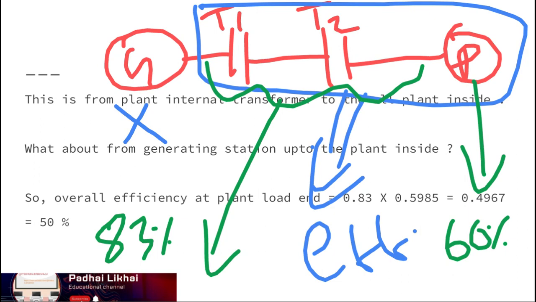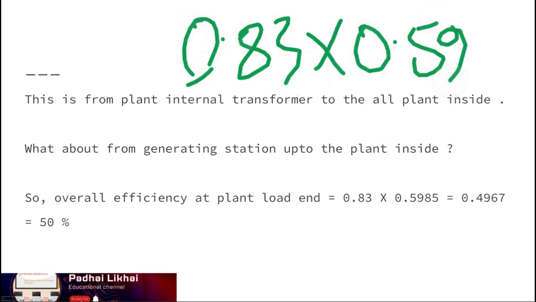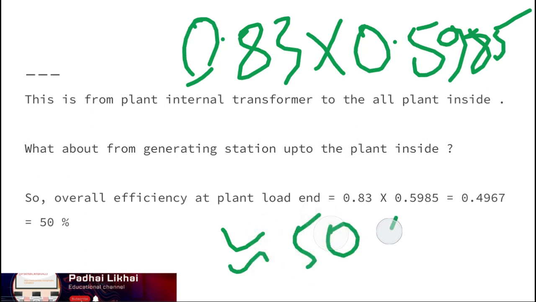This is what we have calculated. So if we talk about the efficiency at the end of the load in an industry, starting from after the generating station till the consumption of power at the load, the efficiency will be 0.83 into 0.5985. This comes around 50%.